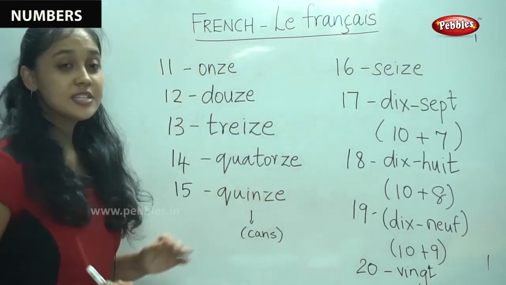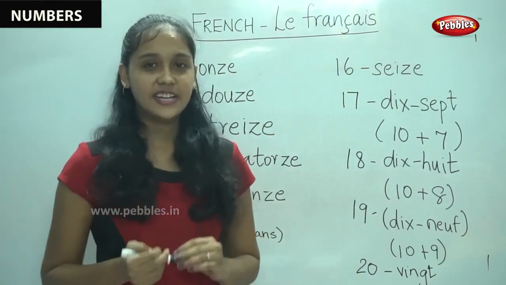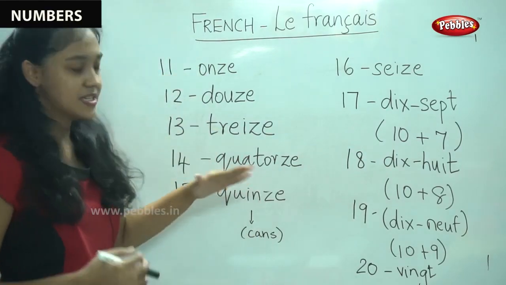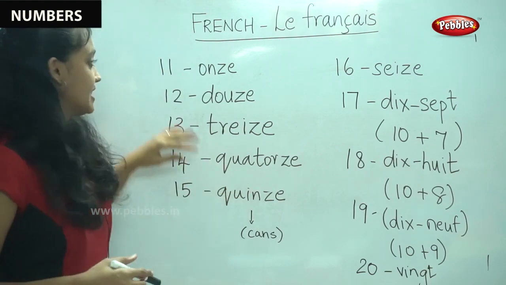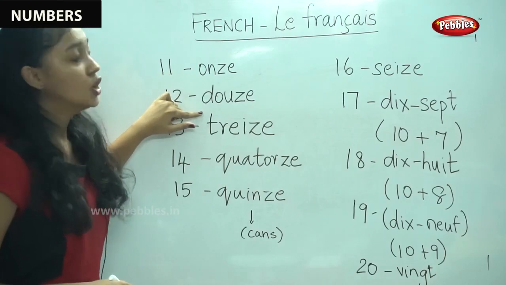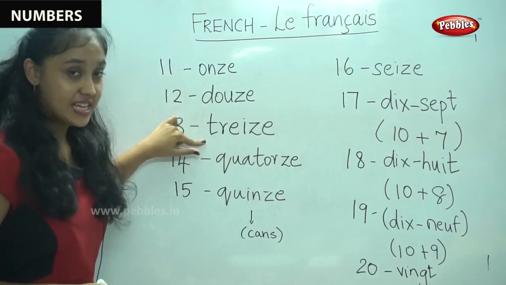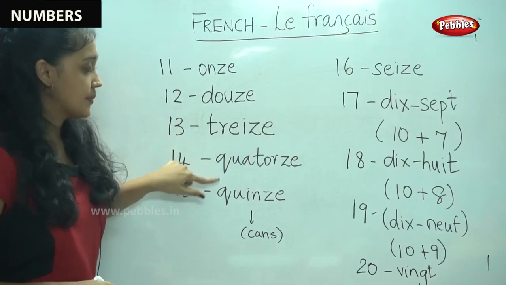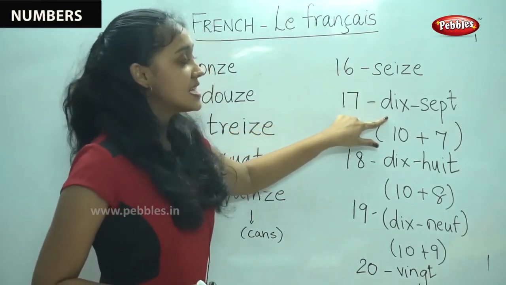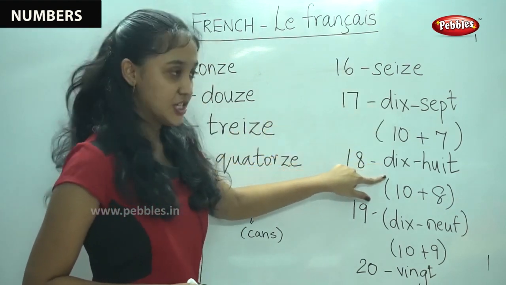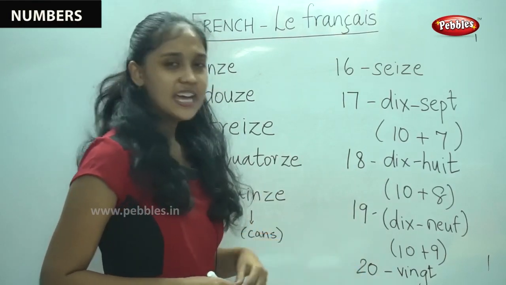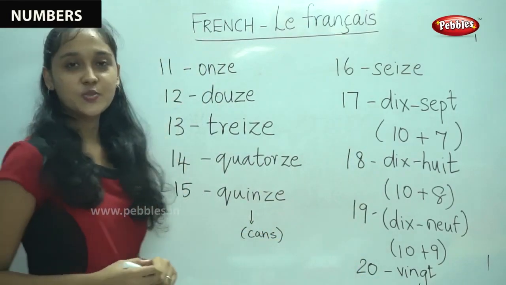Once you learn numbers from 1 to 20, the remaining is very easy. So just bear with me, learn these numbers thoroughly, the others will be very easy. So let us go over it once again. Onze, douze, treize, quatorze, quinze, seize, dix-sept, dix-huit, dix-neuf, and vingt. Can you say all the numbers from 0 to 20?